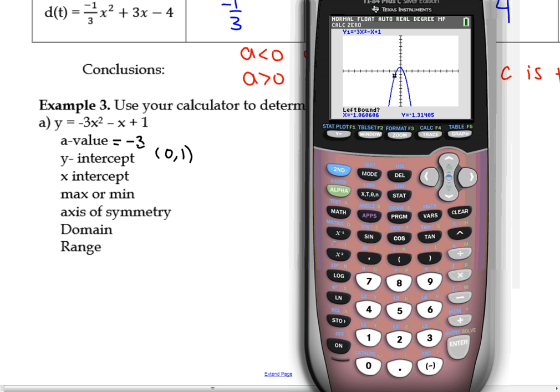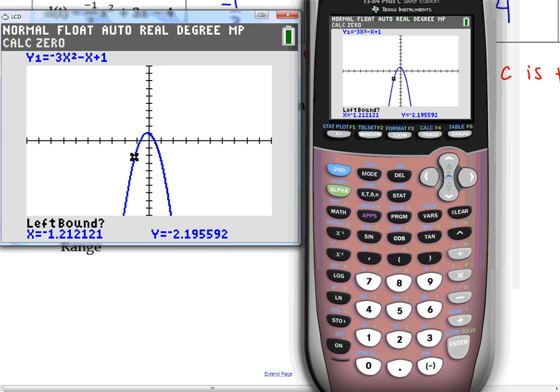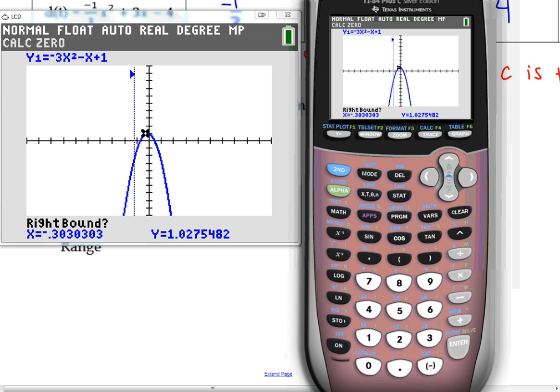So left side of the x-intercept. I'm going to do the left x-intercept. You want to be on the left side of it. Push enter. Let me just open up the other one so you can see it better. Okay, so left side, push enter. Then right side of the x-intercept and push enter again. So we're telling our calculator between these 2 points, can you find the x-intercept? And then the third one just says guess. You can push enter. You don't have to actually guess where it is. And it'll give you your x-intercept.